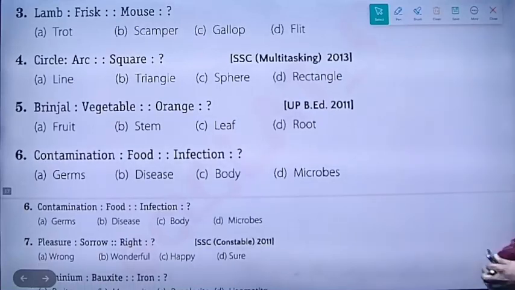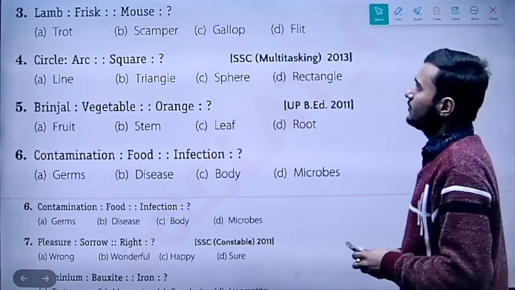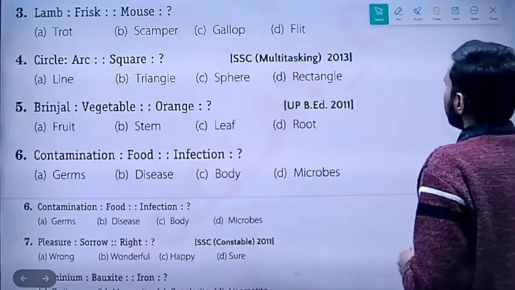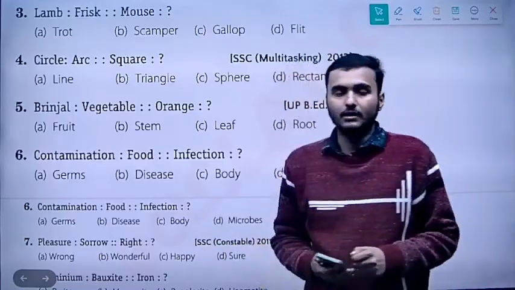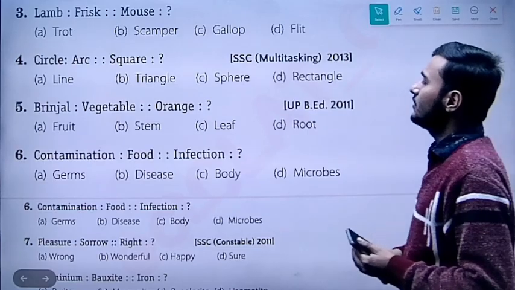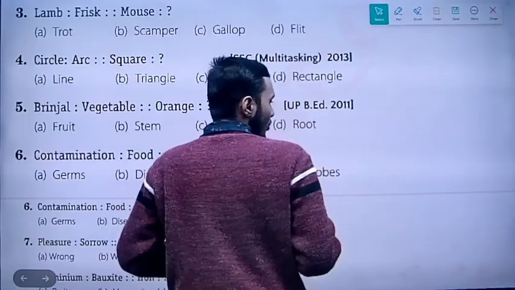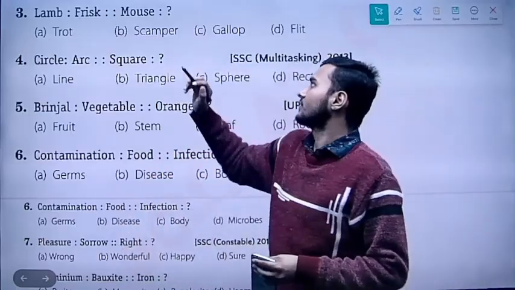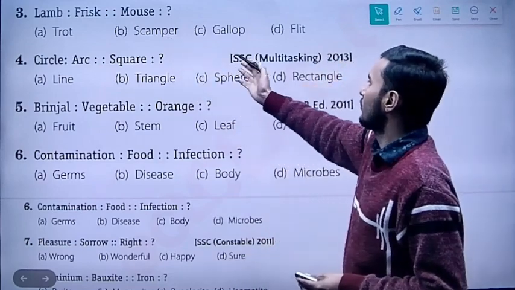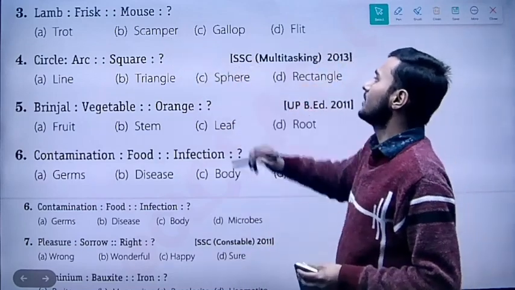If we look at the third question, lamb is equal to frisk, then mouse is equal to what? Option A trot, option B scamper, option C gallop, and option D fleet. See in this question, the movement of lamb is known as frisk. So we have to find the movement of mouse. So the movement of mouse is option B, scamper.